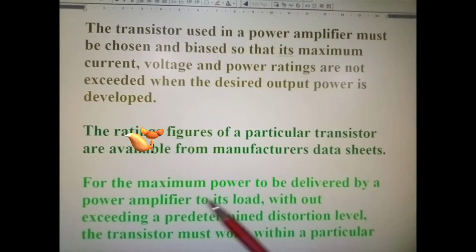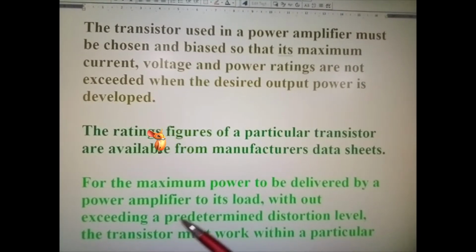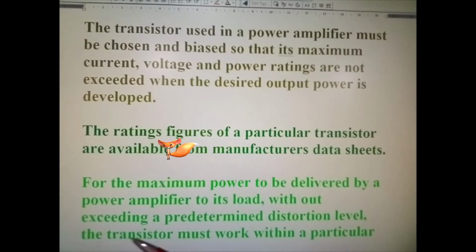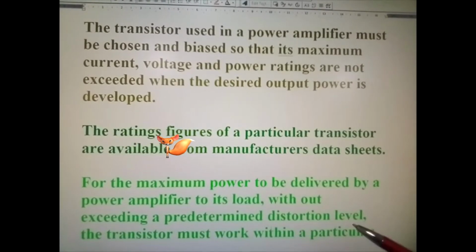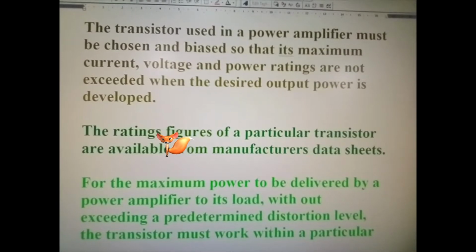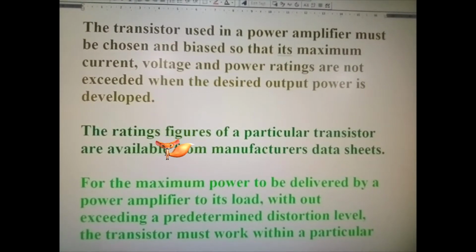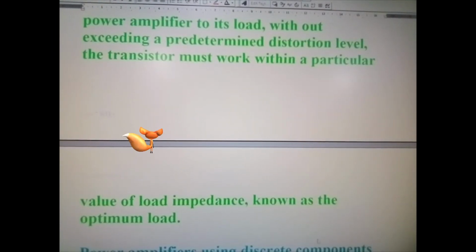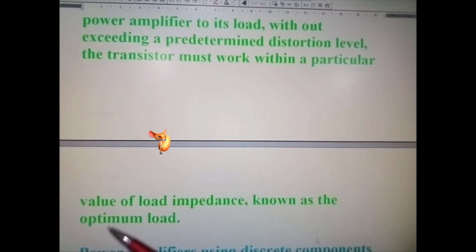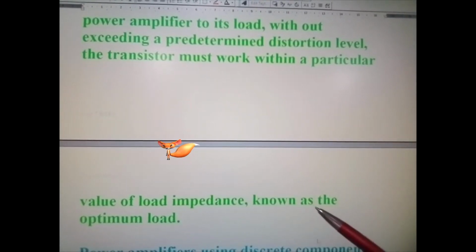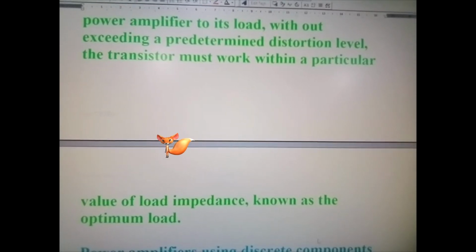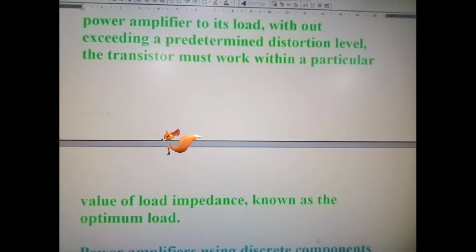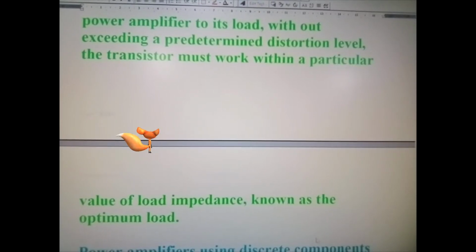Now, for the maximum power to be delivered by a power amplifier to its load without exceeding a predetermined distortion level, the transistor must work within a particular value of load impedance known as the optimum load. So this is the optimum load that you can apply to your given circuit in order to get the maximum power and efficiency from your transistor.